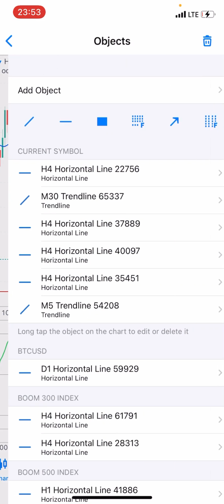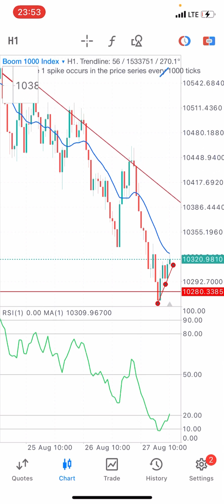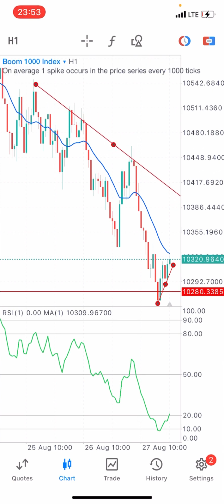But don't forget, this is a downtrend, but we have a support somewhere there. So there are a lot of things you have to look out for before going into a trade.